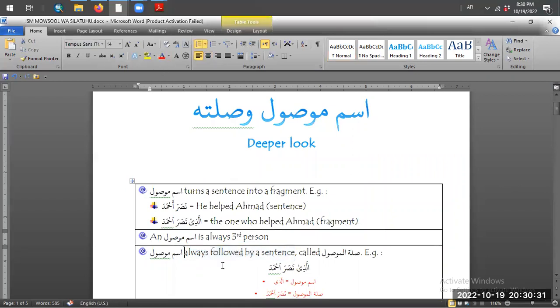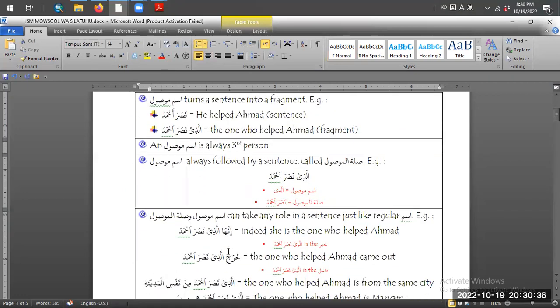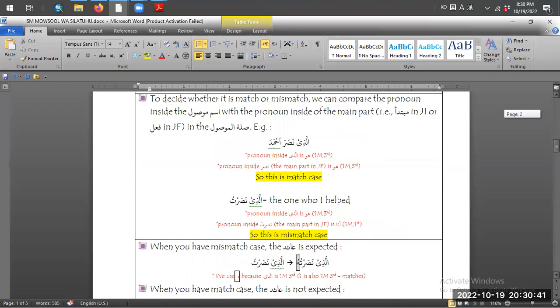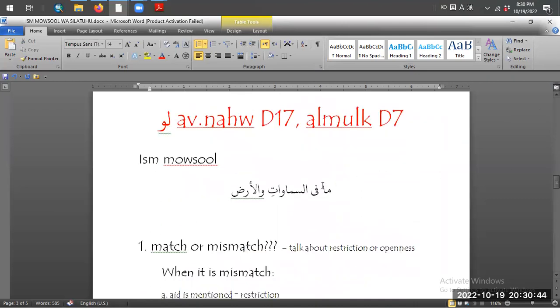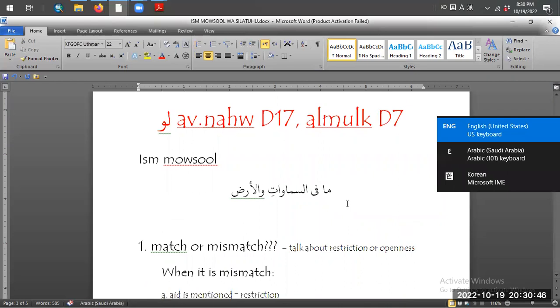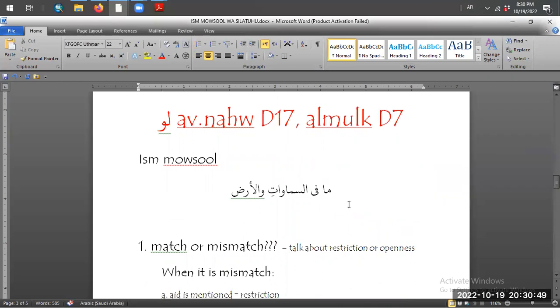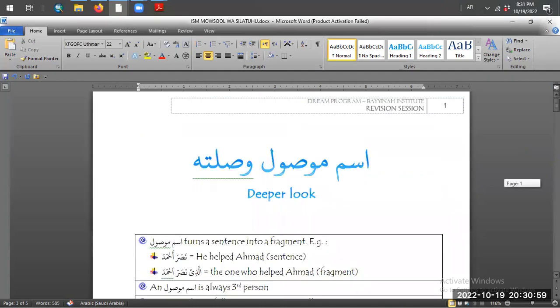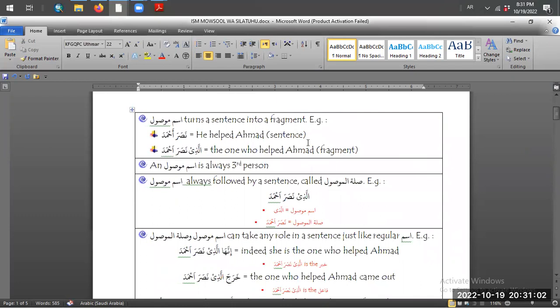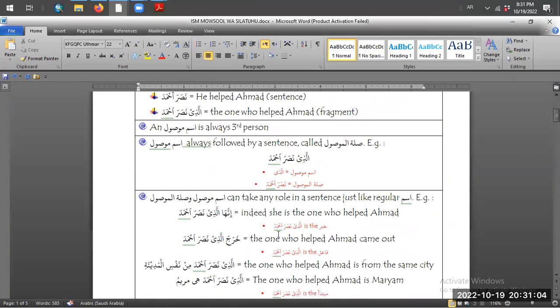So you cannot have only a fragment. It should be a sentence. And why is it huwa? Why not hum or huma or anything else? Why huwa? Because ma is singular, huwa is already right inside ma. Yes, correct. So you match the pronoun with it. Thank you. Oh, we should add it, okay, we should add it here.